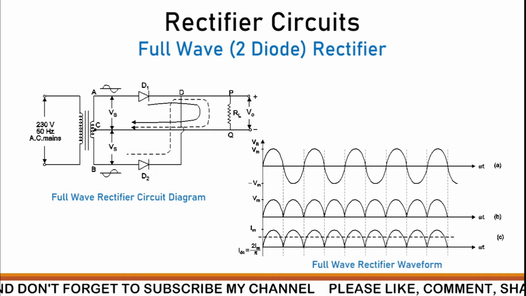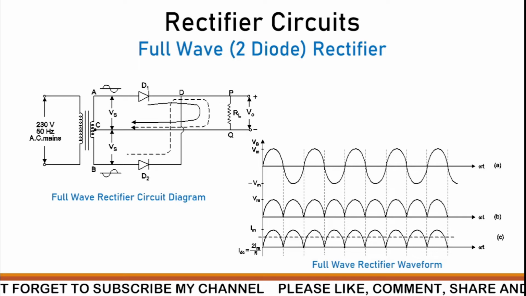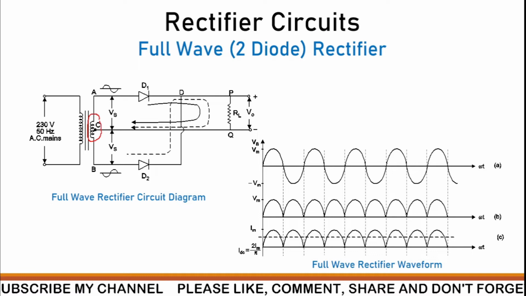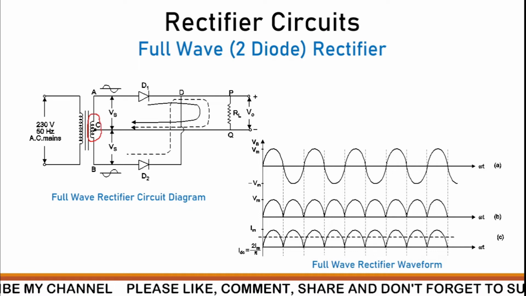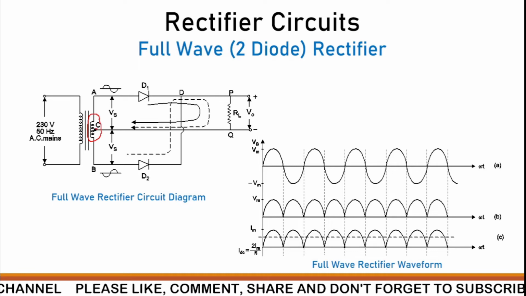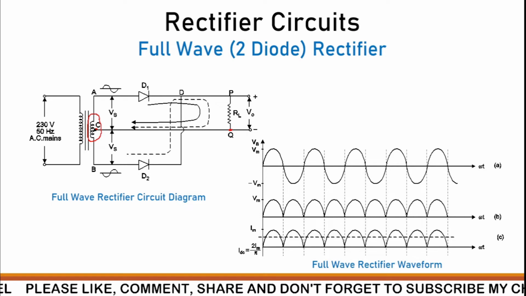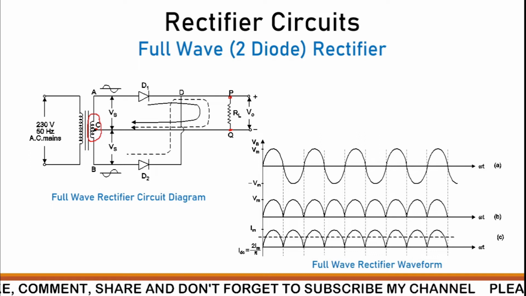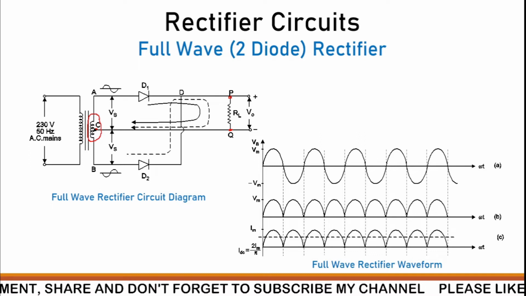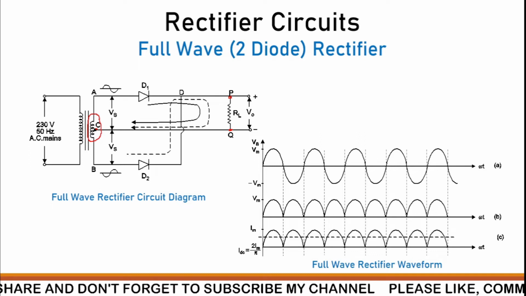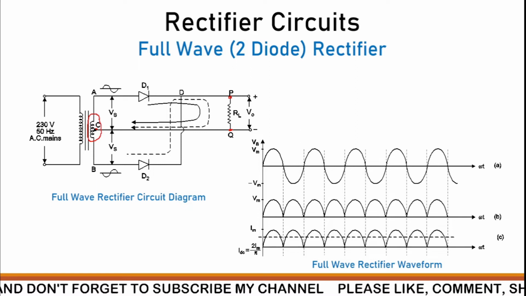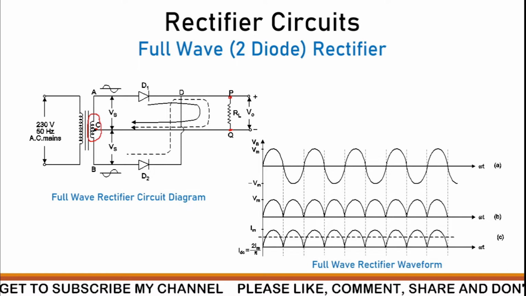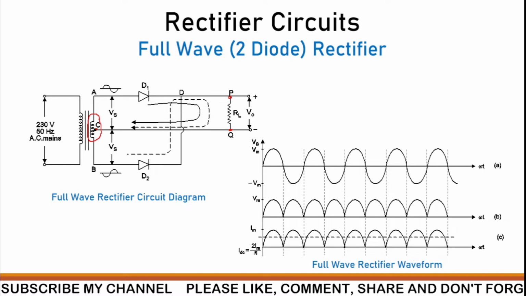The second rectifier circuit is the full wave, also called a two diode rectifier. You can see here, the center tap transformer is used, and the center tap terminal is connected to the last terminal of the RL resistance, and the first terminal of RL is connected to the cathodes of diode D1 and diode D2. The magic of this rectifier circuit is that both cycles get rectified. In case of half wave, only the positive cycle was rectified, but in this case both cycles get rectified.